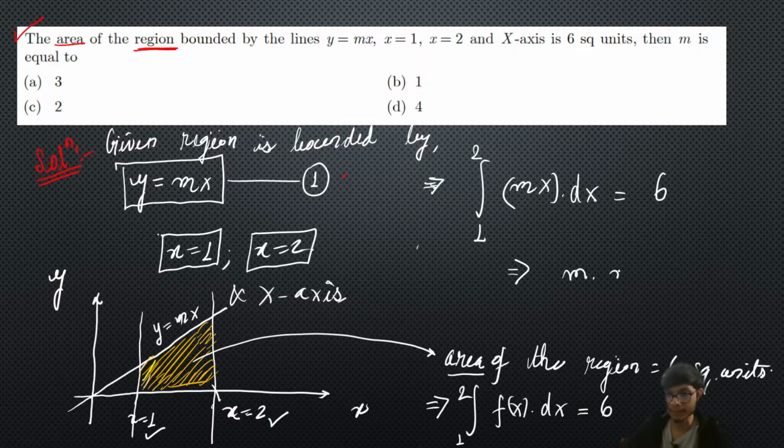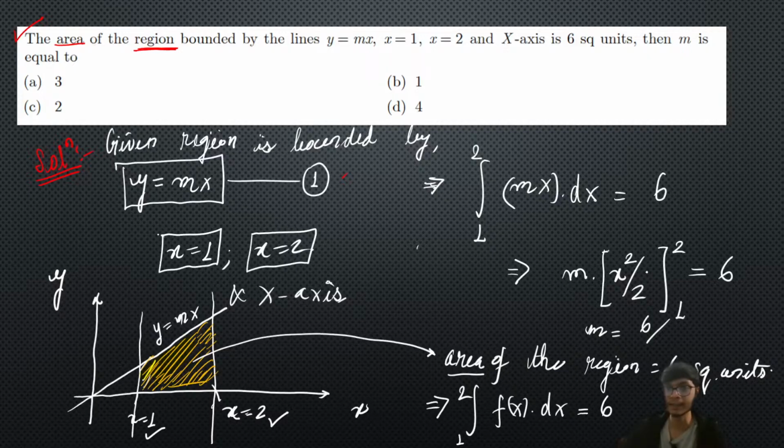So the integral will be m into x square upon 2 within the limit 1 to 2, and the value is equal to 6. So from here I will have the value of m as 6 divided by this part. If we put the value of the upper limit and the lower limit, for the upper limit I will have 4 by 2, that is 2, and for the lower limit I will have 1 by 2. So 2 minus 1 by 2 is going to be 3 by 2. So m is equal to 6 upon 3 by 2. So the result is going to be equal to 4. So that is your option number B.